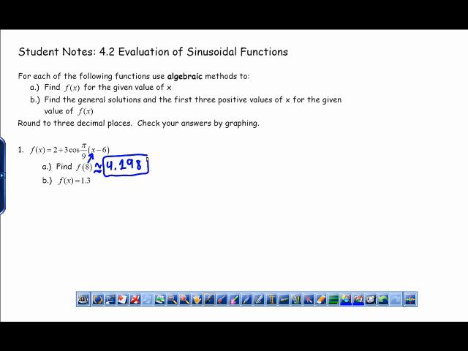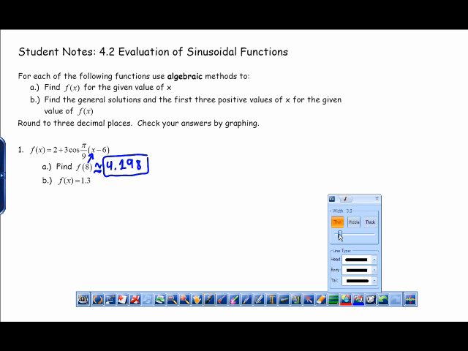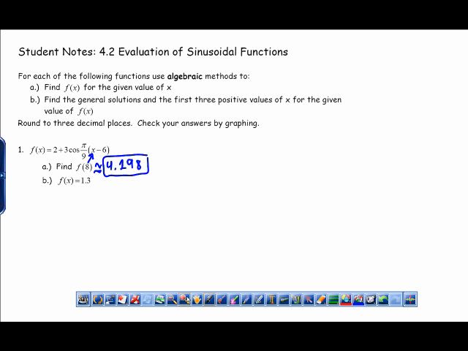Okay. Now doing part B is a little bit more difficult. I'm going to switch colors here. I'm going to let my pen go a little bit less thick. Okay. So this time I'm giving you the y value, and so I'm going to plug that in for f of x. Okay, so I'm going to type in 1.3 equals 2 plus 3 cosine of pi over 9 times x minus 6.